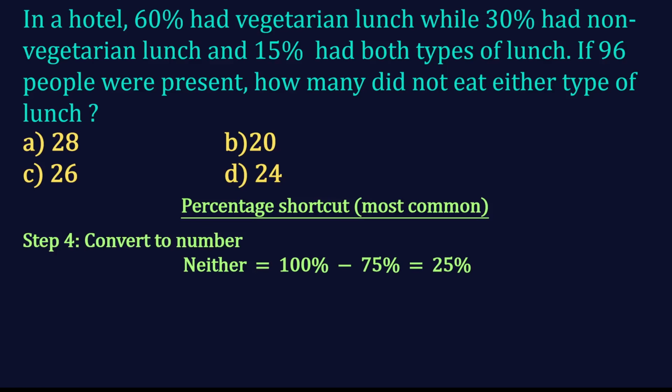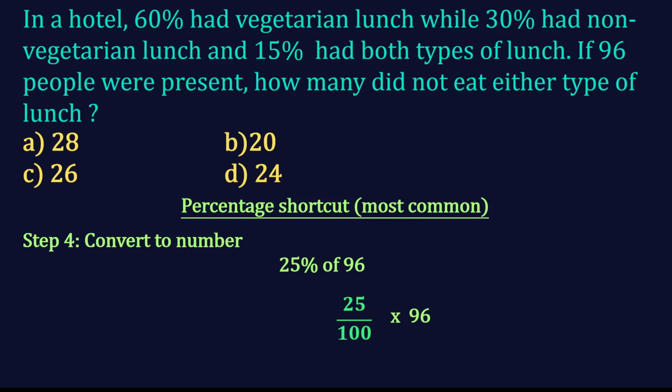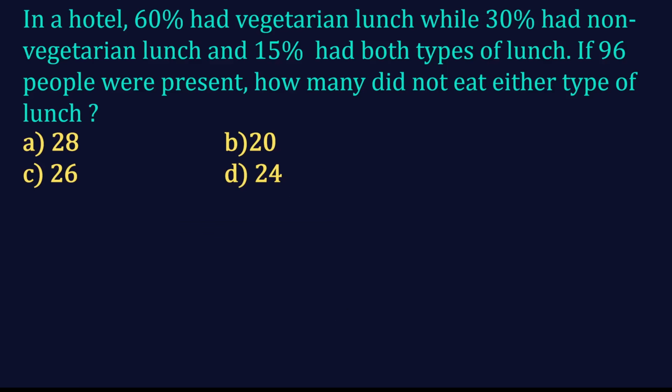Now we need to convert it to a number. So that will be 25% of 96. Well, we can simply do 25 over 100 times 96, which is our total. That would give me 24. So the answer is 24 people who did not eat either type of lunch.